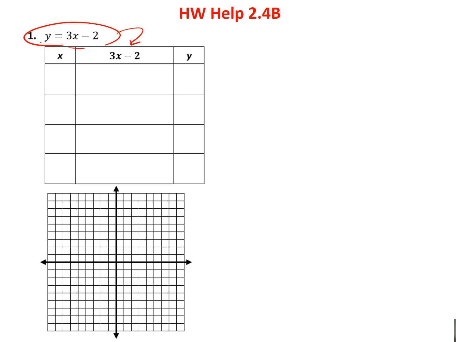Well, I notice this is a linear equation. I only need 2 points to draw the line, but I'm going to pick several points, and I usually try to keep it easy. So I'm going to pick -1, 0, 1, and 2. So the first one here, let's plug it in.